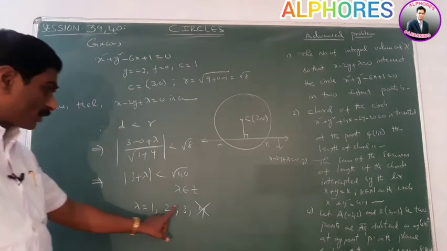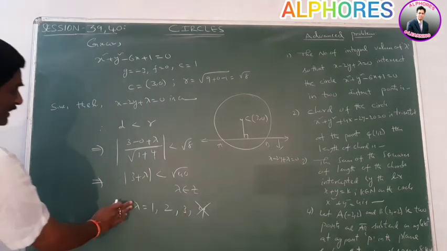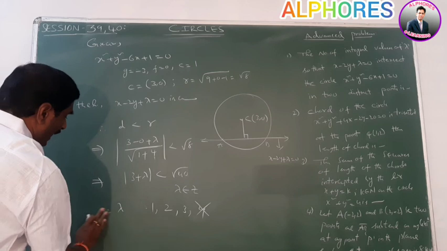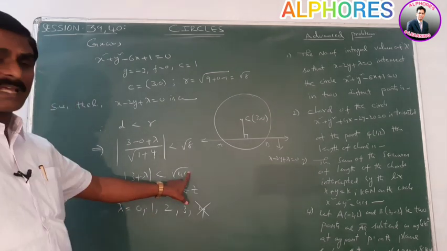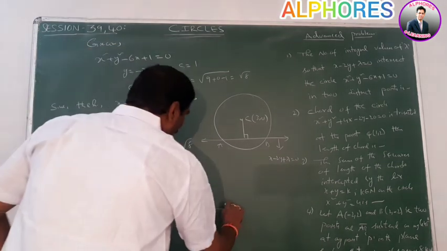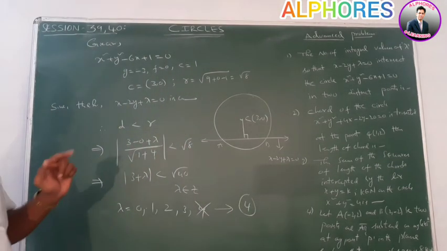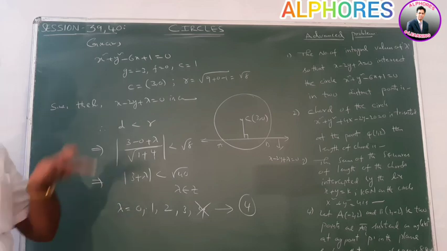So positive values are 1, 2, 3 and at the same time lambda is equal to 0 also satisfies. Lambda is equal to 0: 3 plus 0 means 3, root 9 is less than root 40. 0, 1, 2, 3. Here we get 4 solutions.